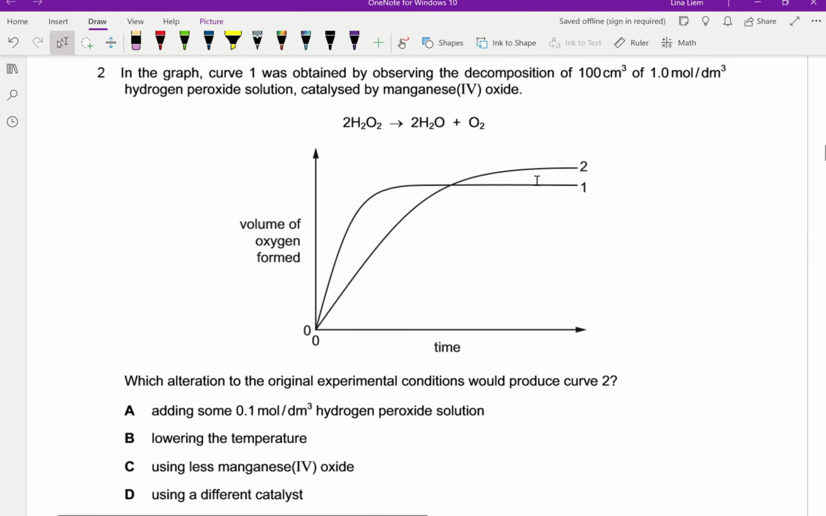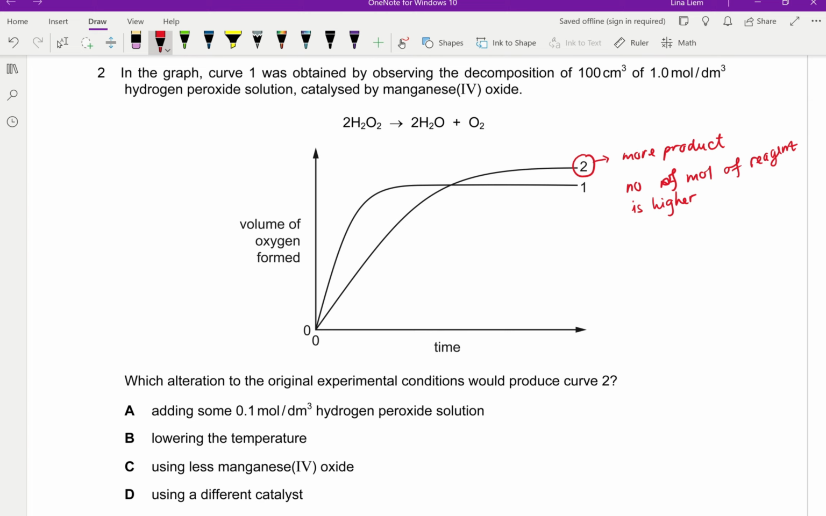Question 2. In the graph, curve 1 was obtained by observing the decomposition of 100 mL of 1 mol per dm³ hydrogen peroxide catalyzed by manganese(IV) oxide. Which alteration to the original experimental conditions would produce curve 2? Curve 2 produces more product. That means the number of moles of the reagent must be higher than experiment 1. However, the rate of reaction is slower.